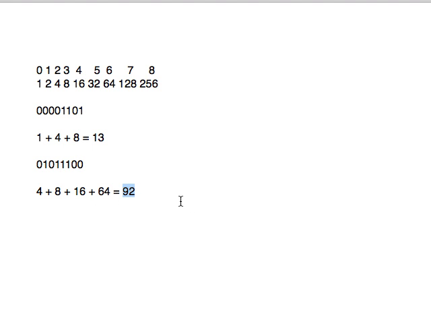I wonder, what's the largest number we can represent with 8 zeros and 1s? In other words, what would be 1, 1, 1, 1, 1, 1, 1, 1?